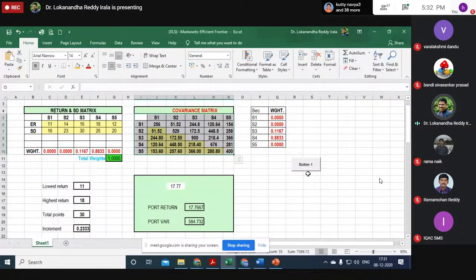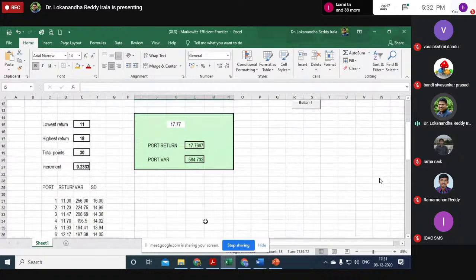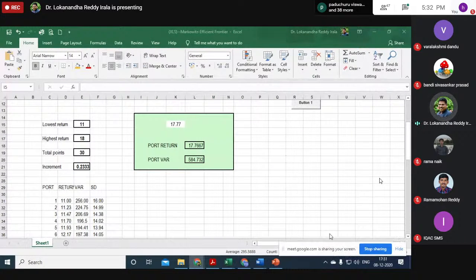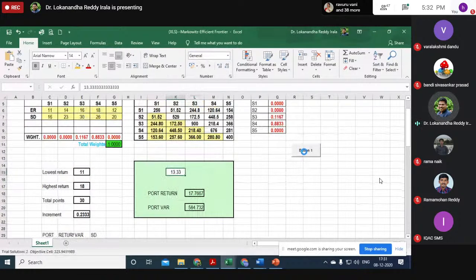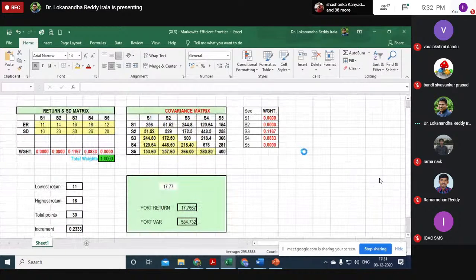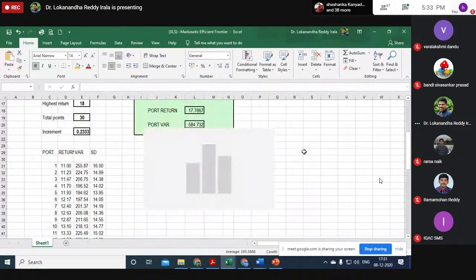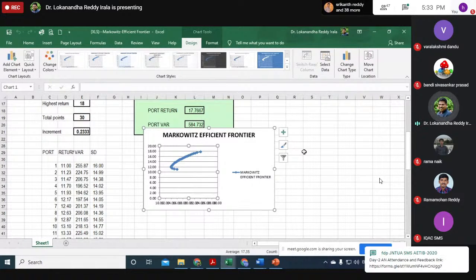So then I have a macro which I told you yesterday we could not cover in the spreadsheet modeling. So I thought it fit. If I show you, then you would understand both. So you just click on this button, and this button will do the rest of the thing. So your Markowitz efficient frontier is generated. So this is also a part of the prescriptive analytics.